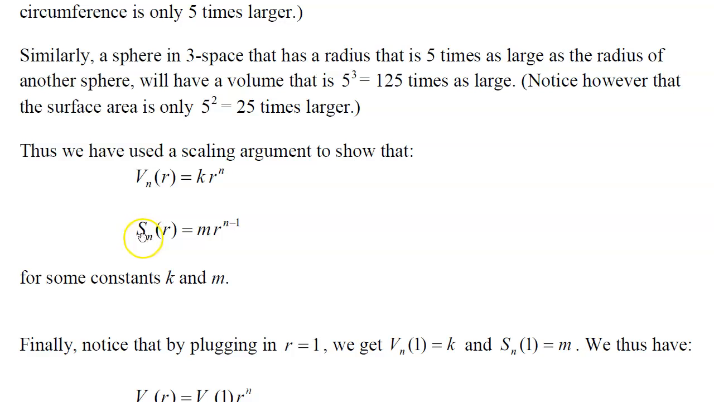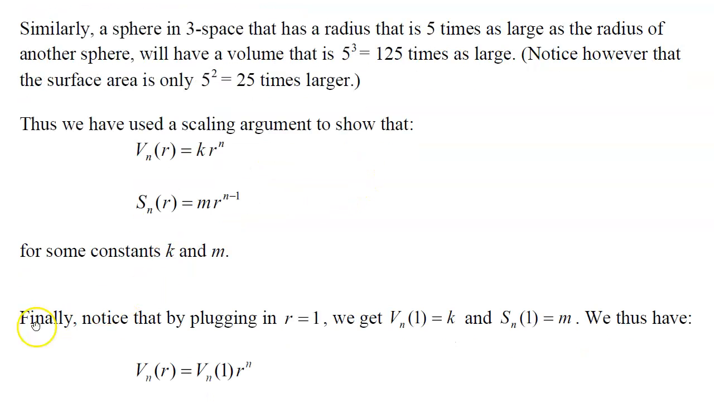Okay, where r is the radius, the surface area has to be some constant times r to the n minus 1, for some constants k and m. That's what this scaling argument shows. Well, finally, notice that plugging in r equals 1, what's v sub n of 1? Wouldn't that just be k? If you plugged in 1 for r, and s sub n of 1 would just be m.